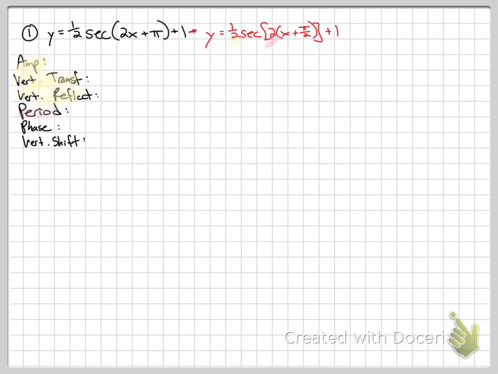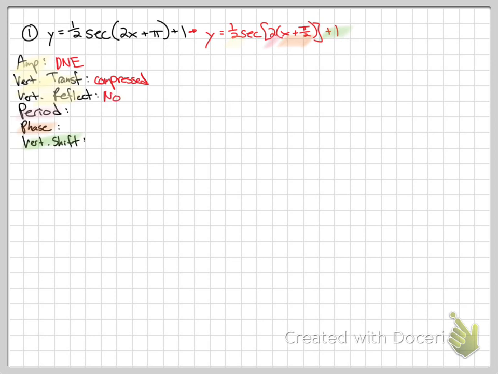Remember, when you think of secant, to think about cosine. It's the reciprocal of cosine. Okay, amplitude. Secant doesn't have an amplitude, so this is does not exist. Chances are we won't even ask it, but if it is asked, you write down does not exist. Vertical transformation, a 1/2 in front of things, just like parabolas and everything else, is vertically compressed. Vertical is already written there, so compressed. Vertical reflection, it is not negative, so no.